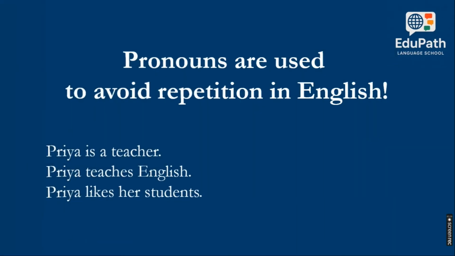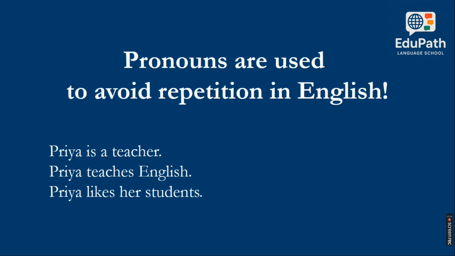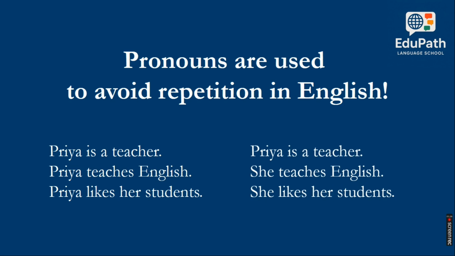Okay? So as I've explained, pronouns are used to avoid repetition in English, which means we don't want to keep saying the name or the noun again and again. For example, if we have some information about the same person, such as Priya is a teacher, Priya teaches English, Priya likes her students. So instead of saying Priya 3 times, we can say Priya is a teacher, she teaches English, and she likes her students. So once again, we use pronouns to avoid repetition of the noun.